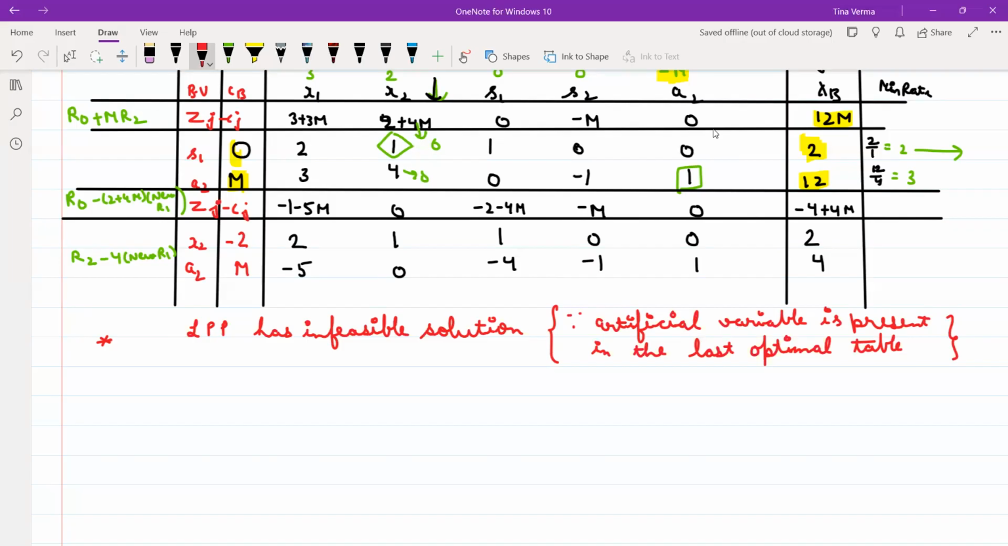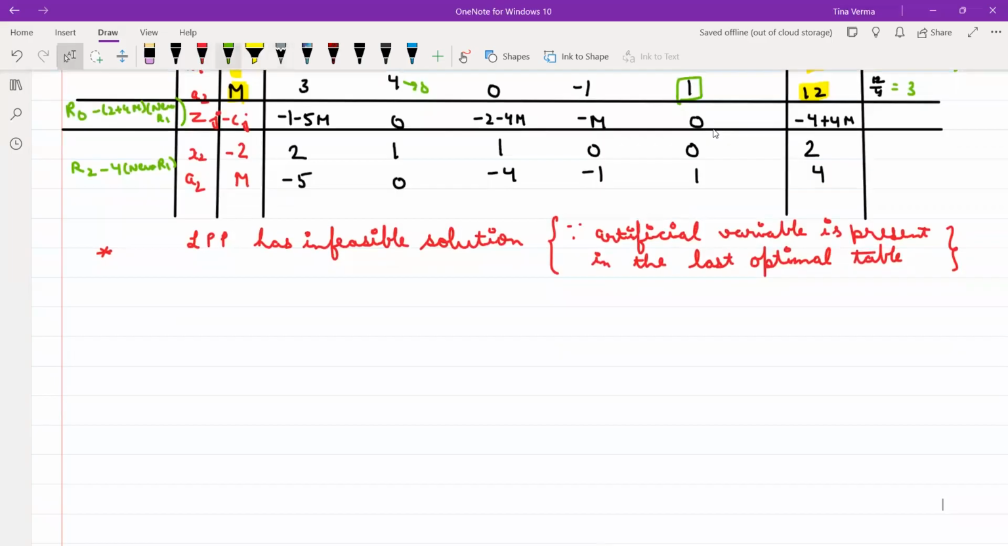Even if you substitute x2 and a2 into your constraints, one of the constraints will not be satisfied. That's why it is infeasible. We used to say infeasible when your constraint is not satisfied. So if you put x2 equal to 2, a2 equal to 4, x1 as 0, one of the constraints will not be satisfied. Is it clear?